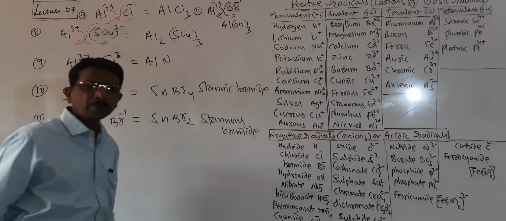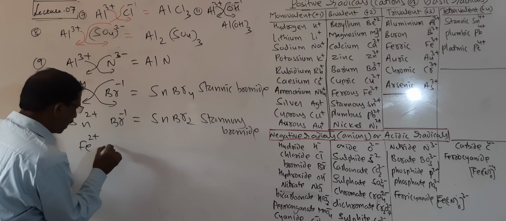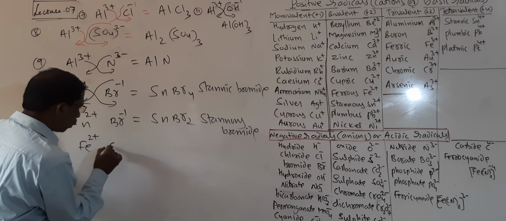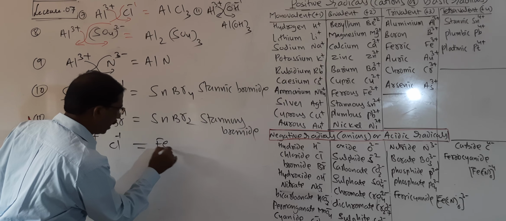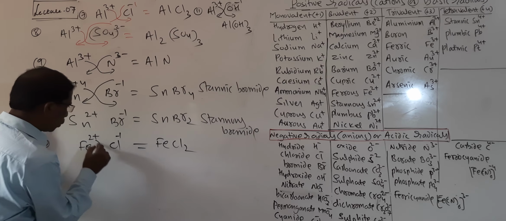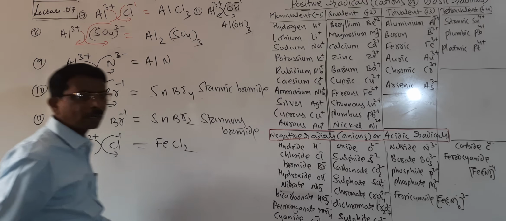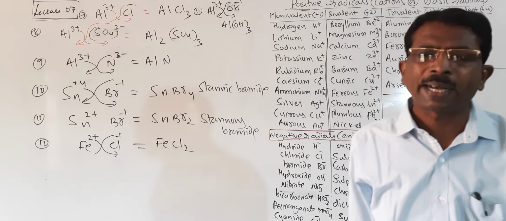So students, these are the examples. I will give one more example. Look here, ferrous Fe 2+, and then chlorine Cl -1. On cross multiplying, it becomes FeCl2. 2 is multiplied here, 1 is multiplied here. It is called ferrous chloride.